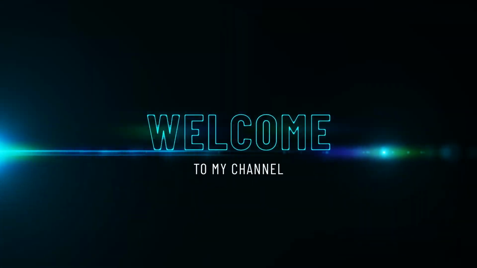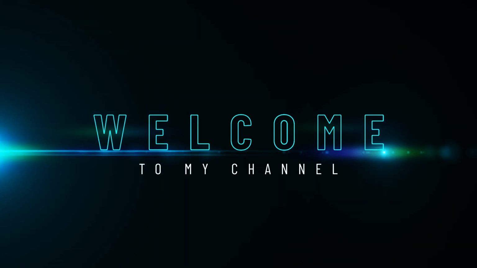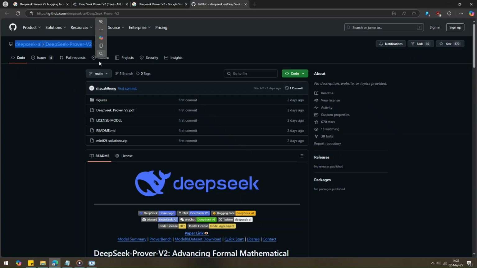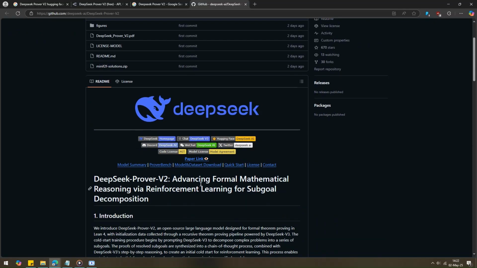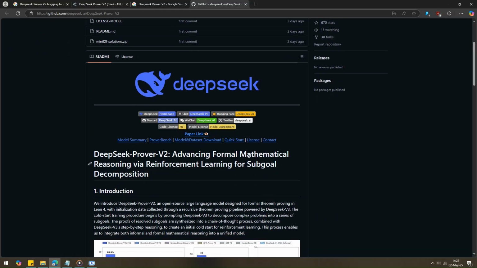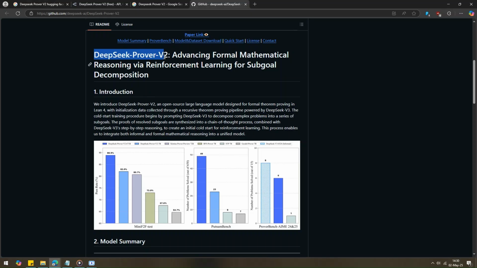Today I've got something super exciting to share with you all. We're diving into Deepseek Prover V2, a powerful new AI tool that is making waves in the world of mathematics and formal theorem proving. So, what is Deepseek Prover V2? It's a free, open-source tool that can solve and explain advanced math problems, the kind you usually see in higher-level math. It uses a programming language called Lean4 to do this.